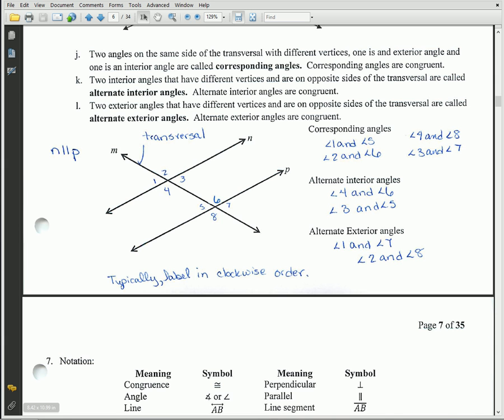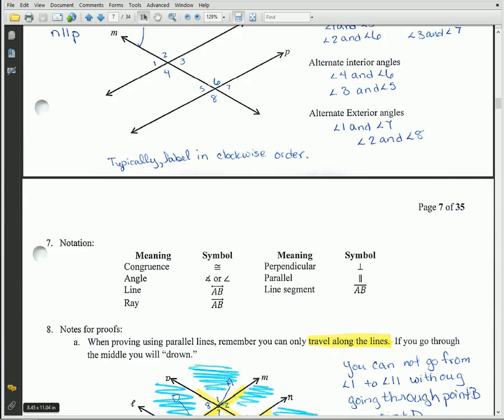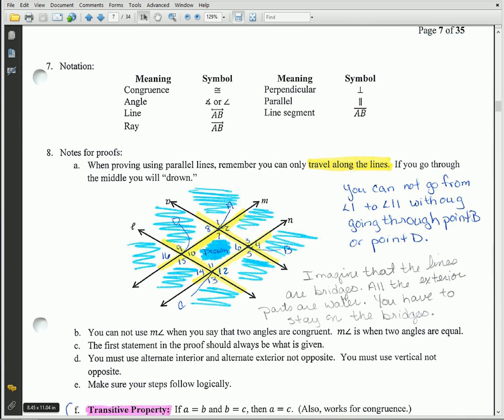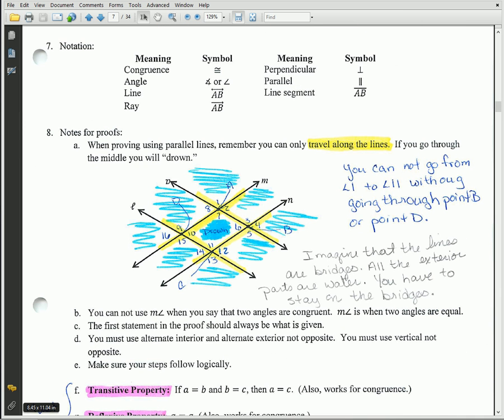There's a little note here that says I typically label clockwise. That's just how I do it. Notation: you need to know that congruence is an equal bar with a squiggle over it, angle, line, ray, perpendicular, parallel, and line segment. You need to know all those symbols.